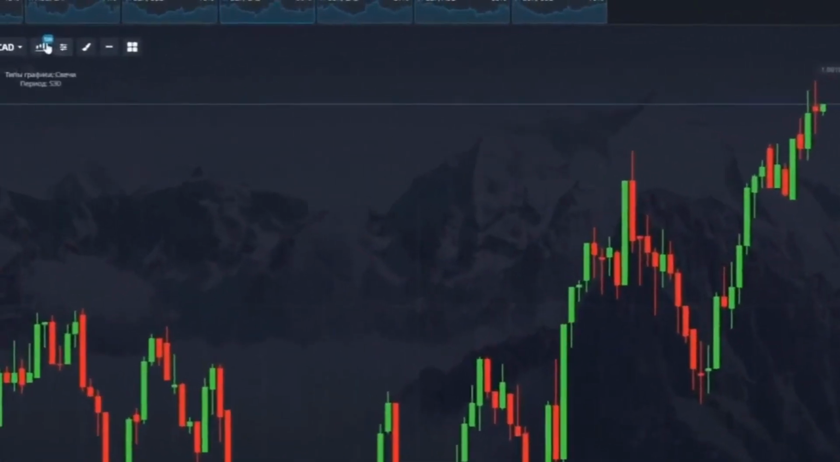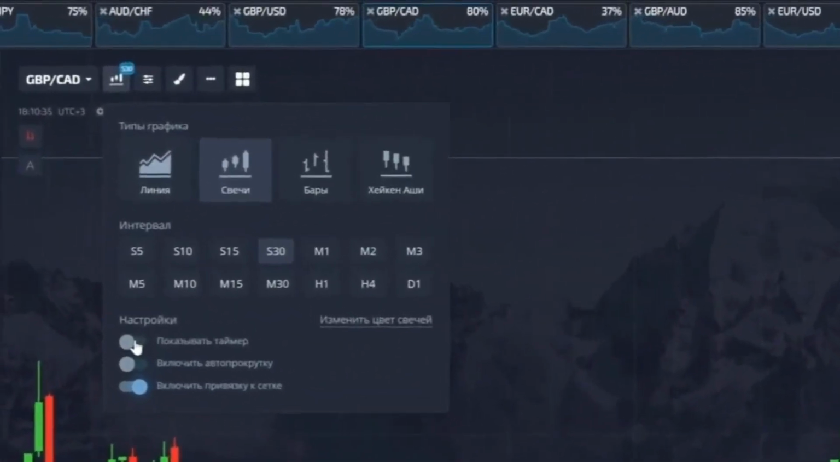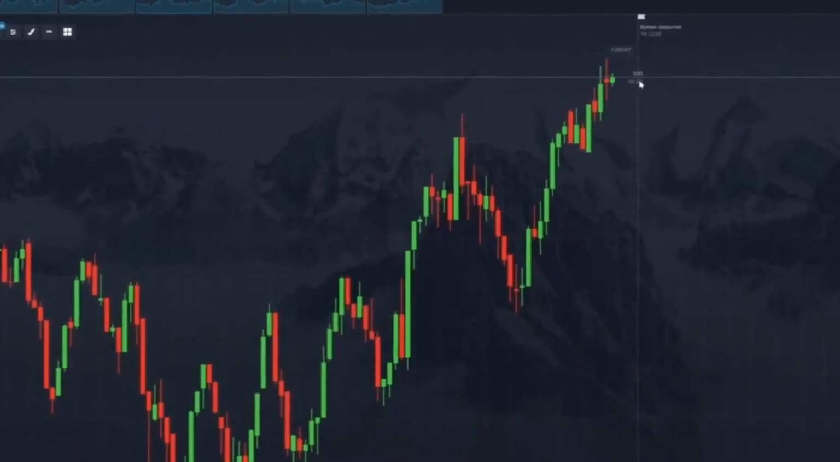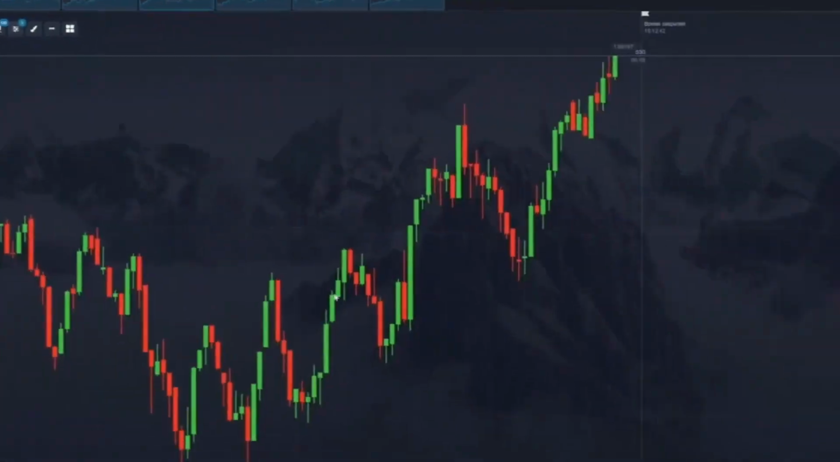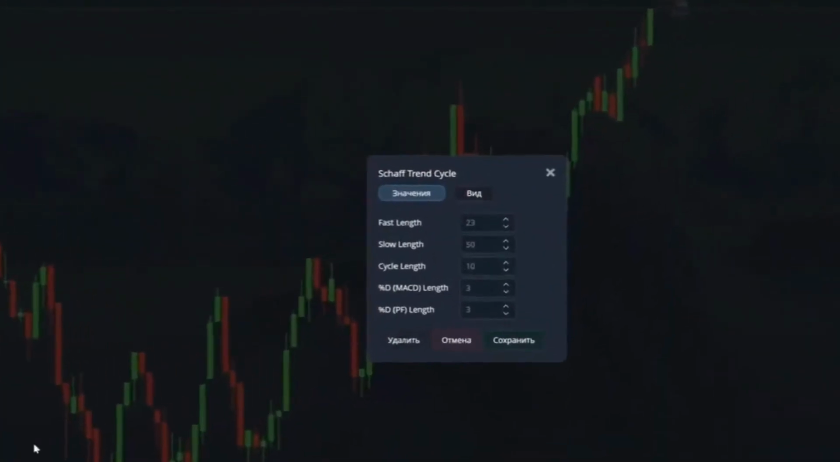Now let's move on to the second trader, who turned just $10 into $1,605. So, let's watch. The time frame on the platform is 30 seconds. I'm turning on the timer to see when the candle closes, and a new one opens. And in the indicator section, I turn on the sharp trend cycle indicator. In this indicator, you need to change the fast, slow duration and other parameters.